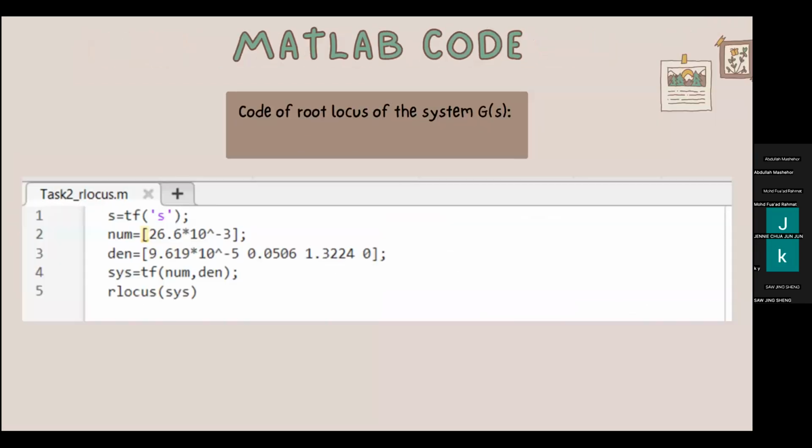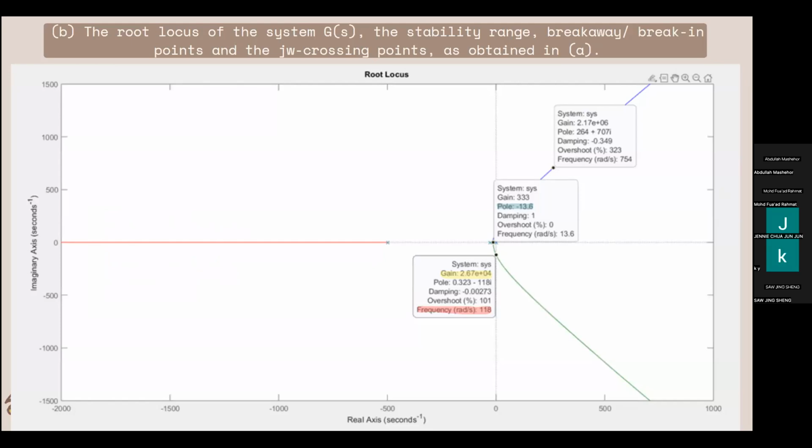After we do the mathematical part and obtain all the values, next slide, we do the simulation part. This is our MATLAB code to get the root locus of the system. Basically, we use numerator and denominator. And next is the root locus. This is our root locus. As we obtained in the calculation, the breakaway point is minus 13.6. It's written in green here. And we also got the same gain as in the calculation, 26,000 plus.